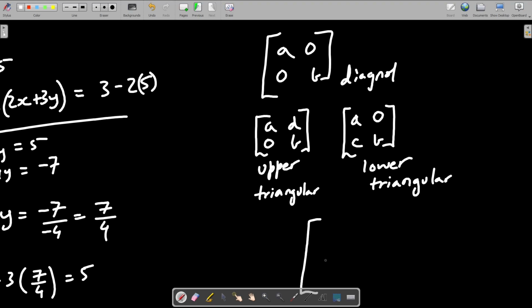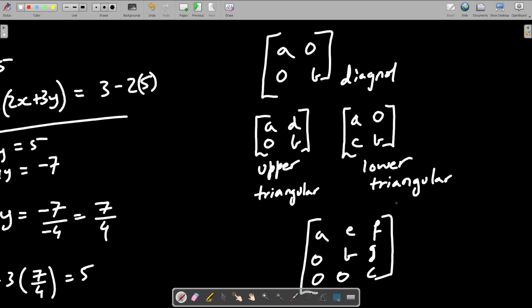When you do this in 3 by 3, you can see the thing better. A, B, C, E, F, G, 0, 0, 0. So this is also an upper triangular matrix, right? Can you see that there is a triangle formed here, and the zeros below it form another triangle? So this is upper triangular for 3 by 3 matrices.